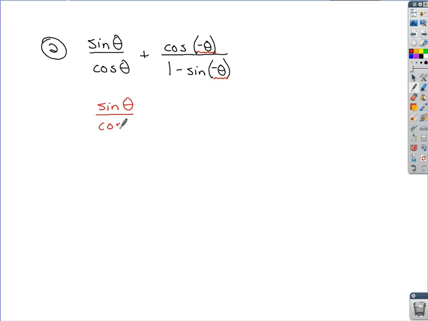Got the sine of theta over the cosine of theta that just stays put. But I would rewrite over here cosine of negative theta as cosine of theta, because that's its identity. And on the bottom, we've got 1, well, let's see, sine of negative theta, its identity is negative sine of theta, right? So it's going to be plus since you got the minus sign in front. So that's all taken care of. Now we're ready to do some algebra.